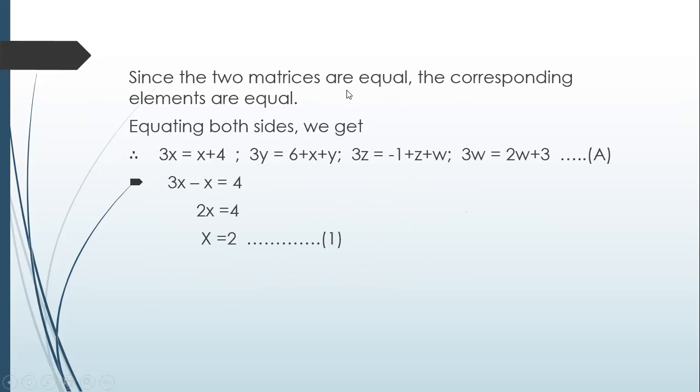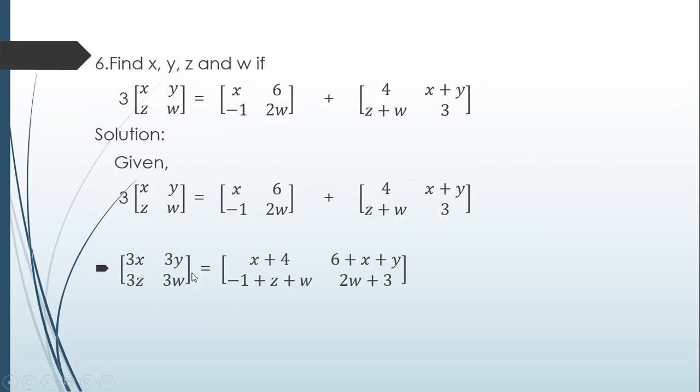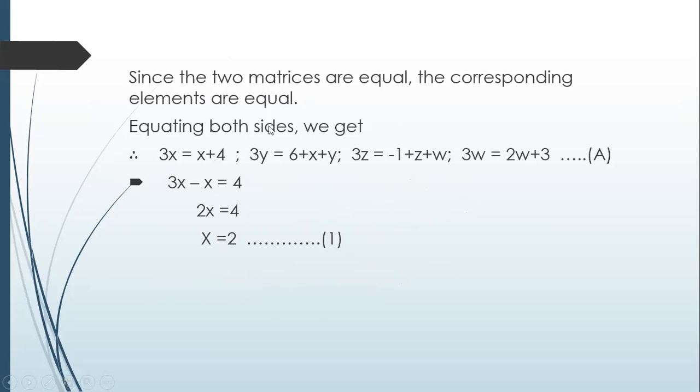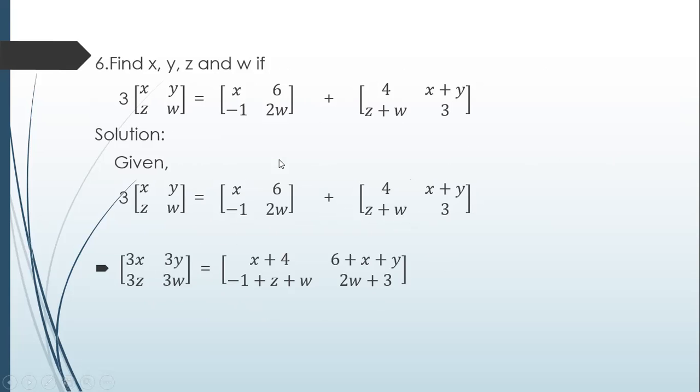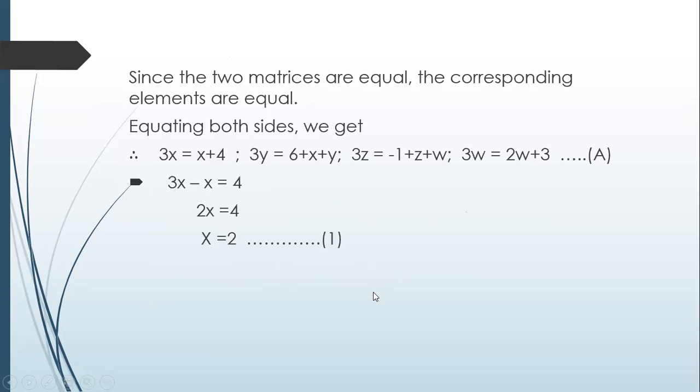Since the two matrices are equal, this is a 2 by 2 matrix and this is also a 2 by 2 matrix. Therefore, we equate both sides and we get 3x equals x plus 4, 3y equals 6 plus x plus y, 3z equals -1 plus z plus w, 3w equals 2w plus 3. We take the equation from equation A, 3x equals x plus 4.